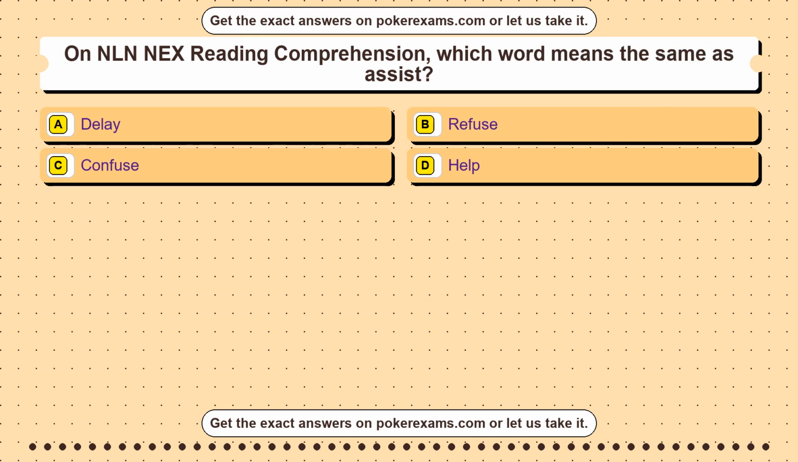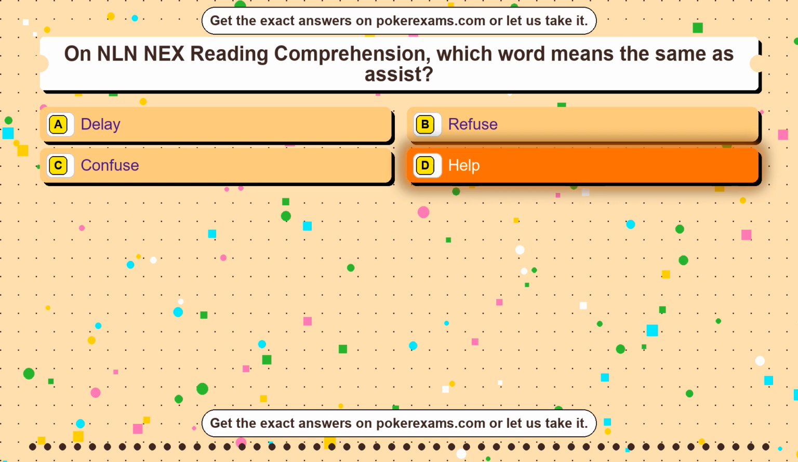Question 14. On GED probability practice, which word best replaces very big? Option A, tiny. Option B, weak. Option C, brief. Option D, enormous. The correct answer is option D.